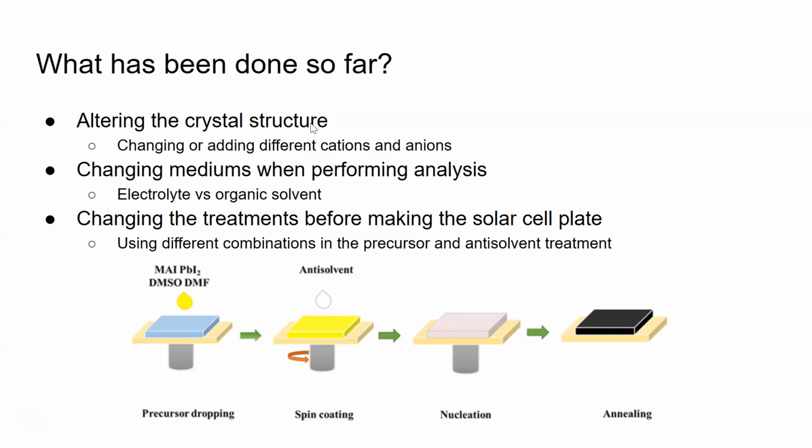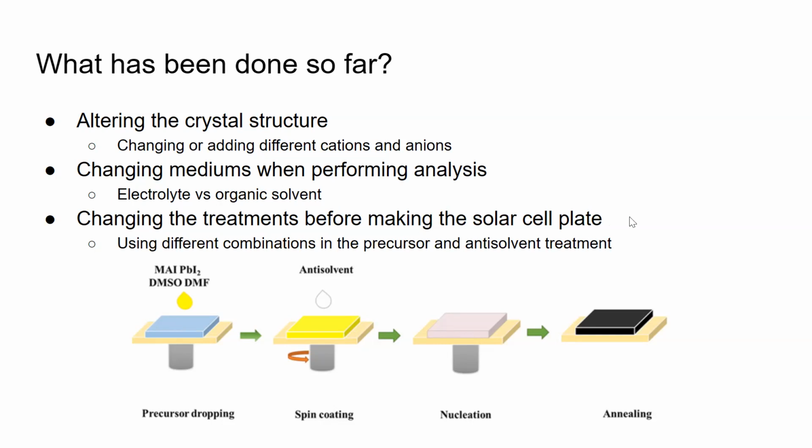So the idea is that these are the three things that I find the most interesting. And I think these are some of the more probable directions the research is going to be going. As far as, okay, we're always going to be altering crystal structure. That's kind of the standard. Changing mediums was found, I believe, in 2019. Pretty cool to be considered for future use.